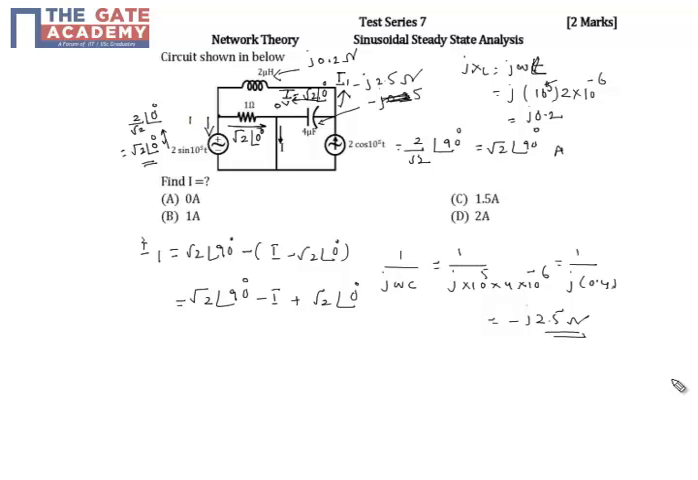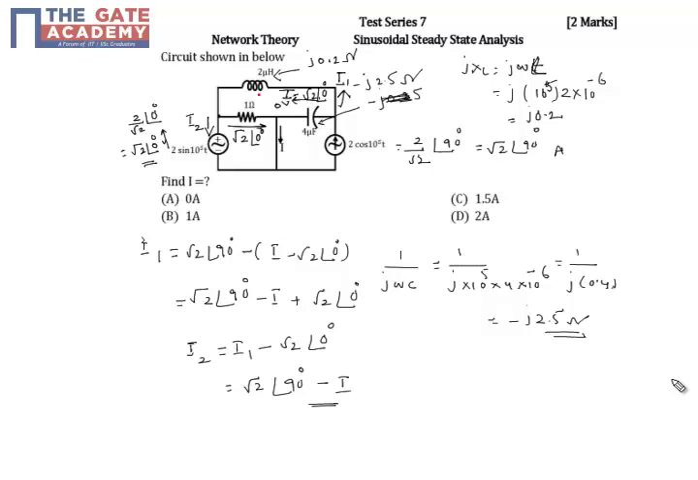I will give a name to this as I2. I just calculate I2, which is nothing but I1 minus root 2 at an angle of 0. This minus root 2 at an angle of 0 means it will be cancelled. So its value is root 2 at an angle of 90 minus I.